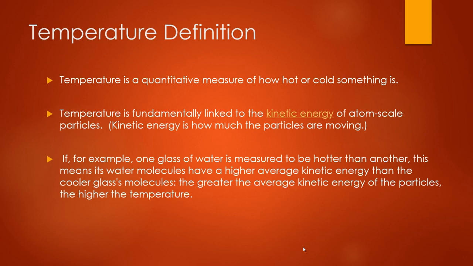So when you Google the definition of temperature, you'll find out that it'll say something about how hot or cold something is, but it will also say that it's linked to the kinetic energy of atom-scale particles. So if you have a glass of water and one is measured to be hotter than the other, this means that its water molecules have a higher average kinetic energy, so they're moving more than the cooler glass's molecules. So the greater the average kinetic energy of the particles, the higher the temperature. So just like we talked about, the more motion, the higher the temperature is.